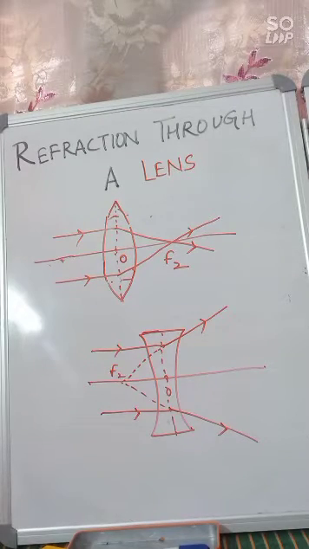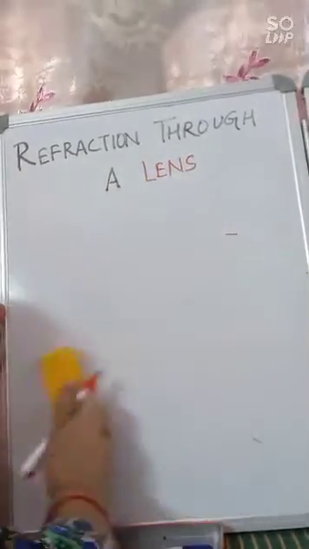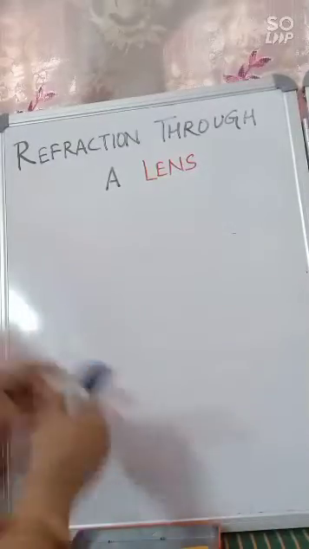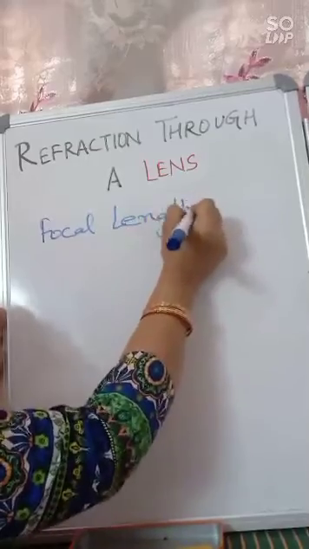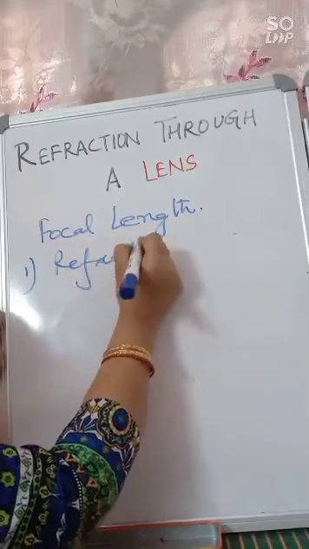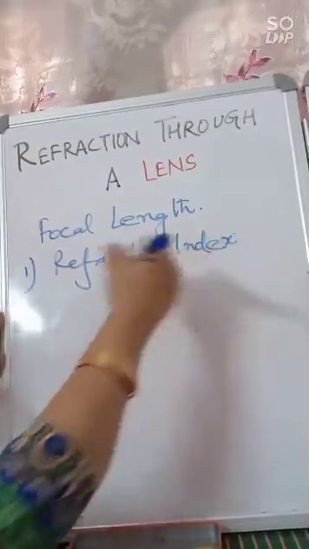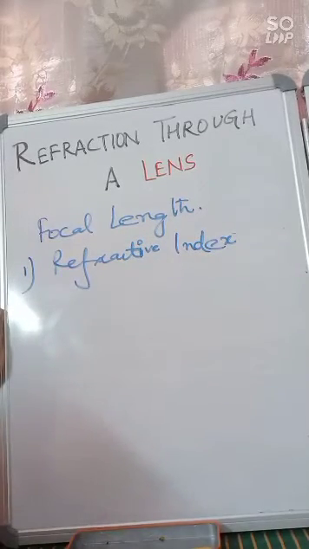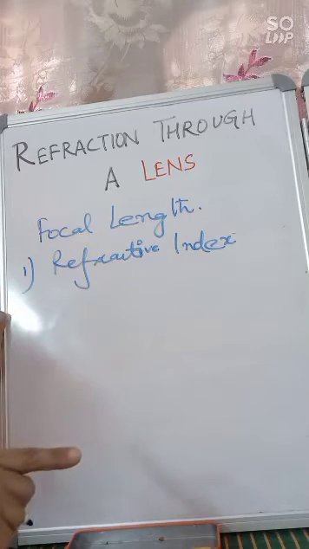And next is the focal length of a lens. It depends upon two factors, right? I can write here, the focal length depends upon two factors. First is the refractive index of the material of lens relative to the surrounding medium where we have kept the lens, right?